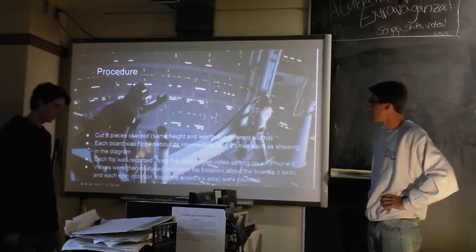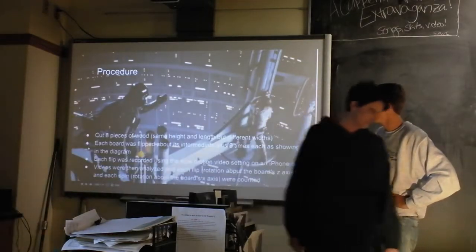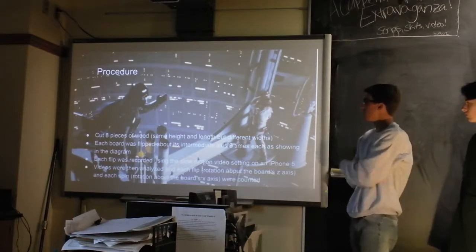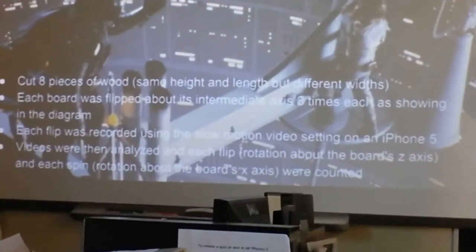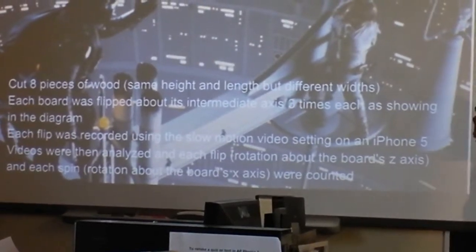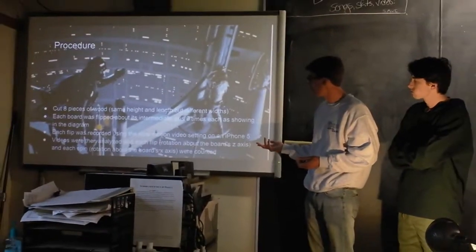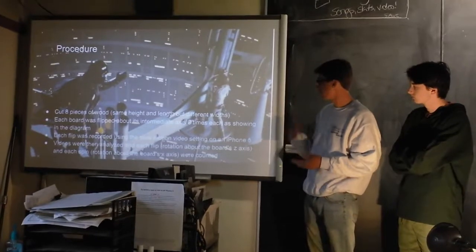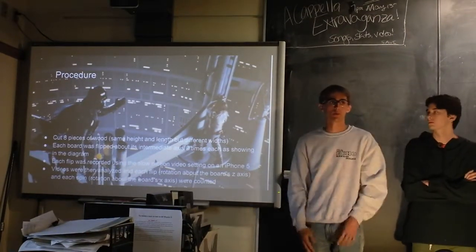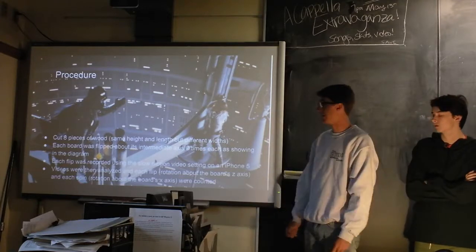And then all right. So we cut 8 pieces of wood of the same height and length with different widths. And we flipped each board about its intermediate axis 3 times, and then everything was recorded in slow motion so that we could analyze this is flip, this is spin, in slow motion, which makes it a lot easier.